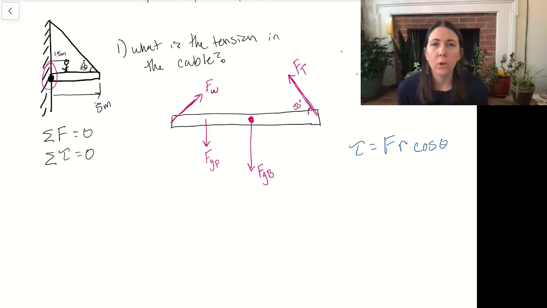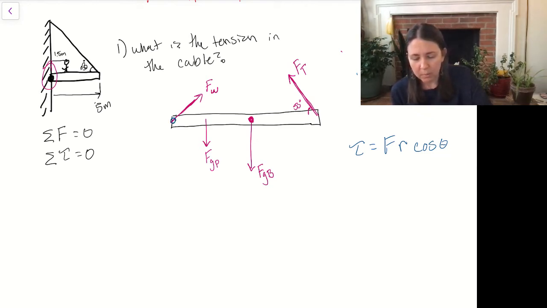If you don't know a force, if you put that axis of rotation at the same location as that unknown force, then you won't have any torque due to that force because you don't have any radius between it. I'm looking for the force of tension. I know the weight of the beam, or I'll write it down later. I know the mass of the person.